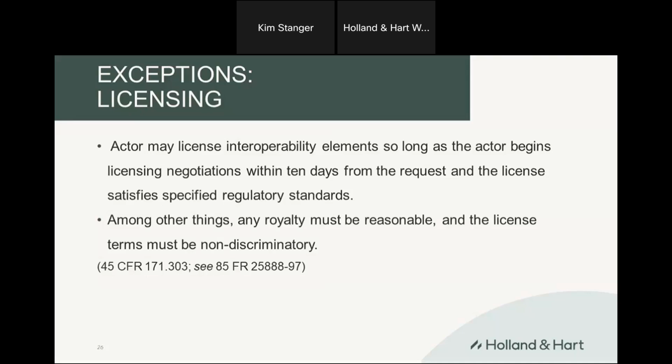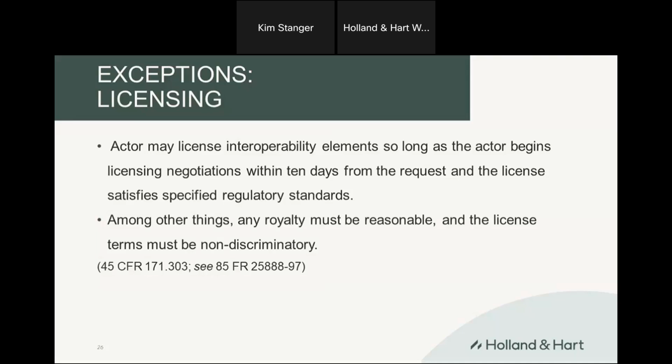You are going to go ahead and provide the information, but in order to do that, you're going to require the person to acquire a license in order to get that information. Under this exception, the actor may license interoperability elements so long as the actor begins licensing negotiations within 10 days from the request to access the information and the license satisfies specified regulatory standards.